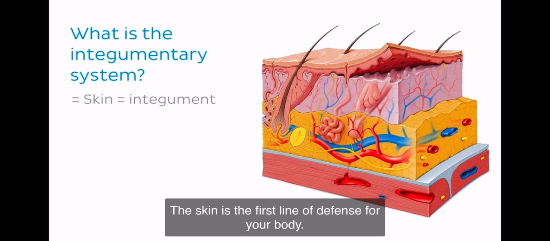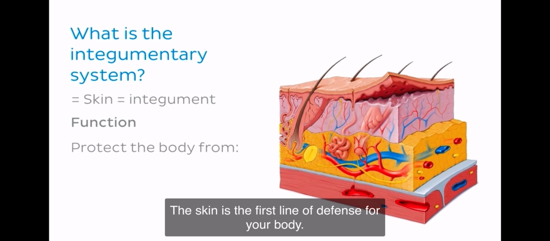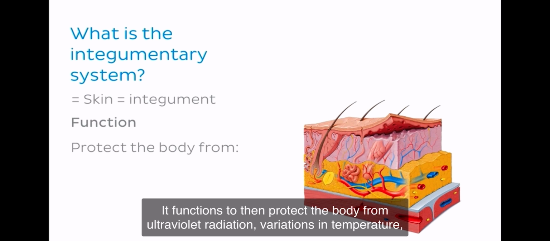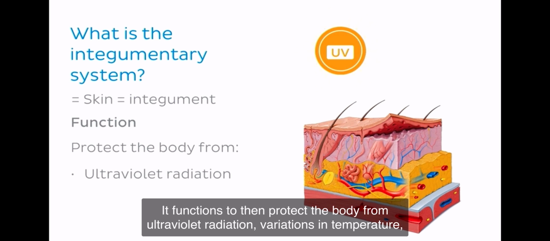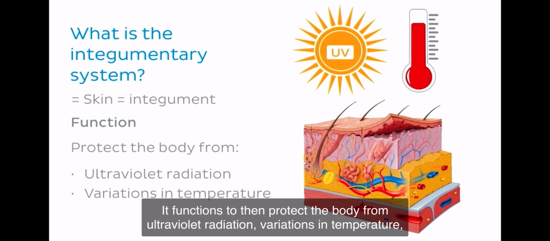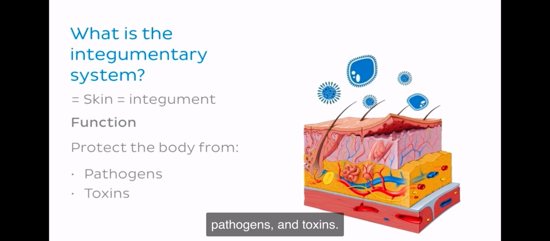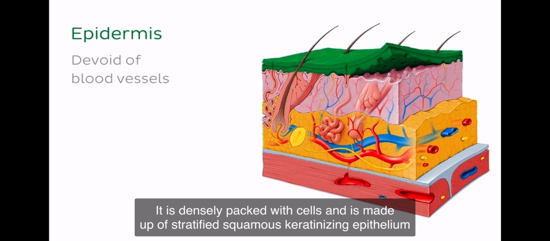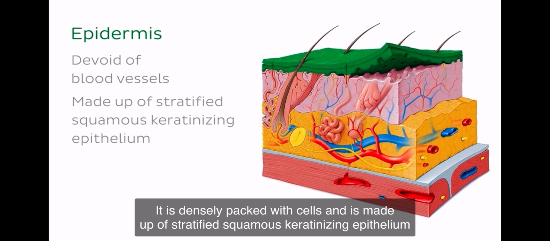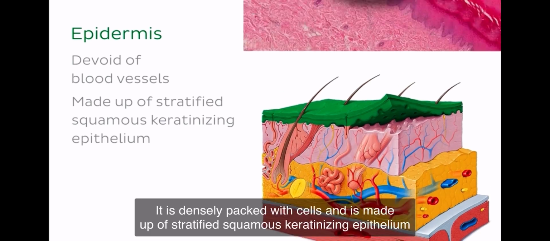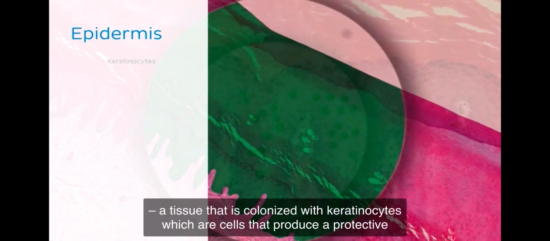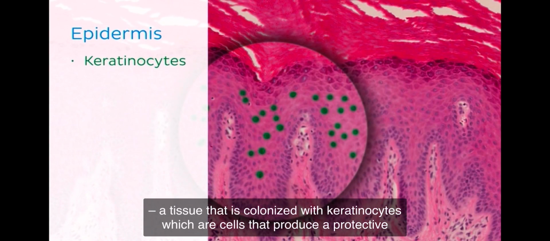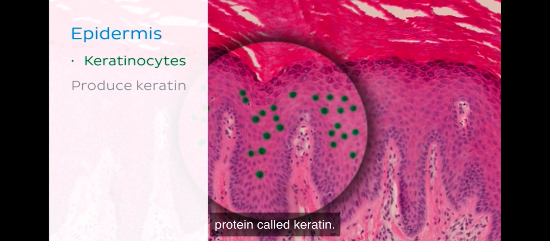The skin is the first line of defense for your body. It functions to then protect the body from ultraviolet radiation, variations in temperature, pathogens, and toxins. The epidermis, which is the outermost layer of the skin, is devoid of blood vessels. It is densely packed with cells and is made up of stratified squamous keratinizing epithelium, a tissue that is colonized with keratinocytes, which are cells that produce a protective protein called keratin.